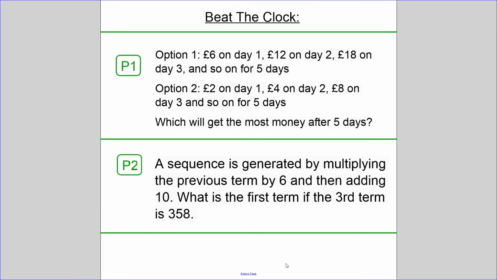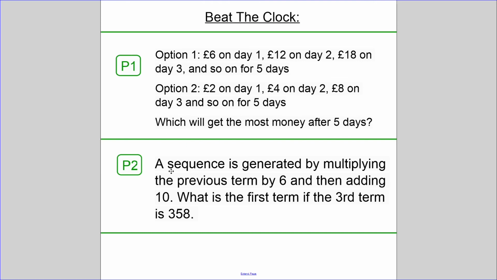Here's a beat the clock. So you've got 2 questions, one for P1 and one for P2. So option 1, £6 on day 1, £12 on day 2, £18 on day 3, and so on for 5 days. Option 2, £2 on day 1, £4 on day 2, £8 on day 3, and so on for 5 days. Which will get the most amount of money after 5 days?